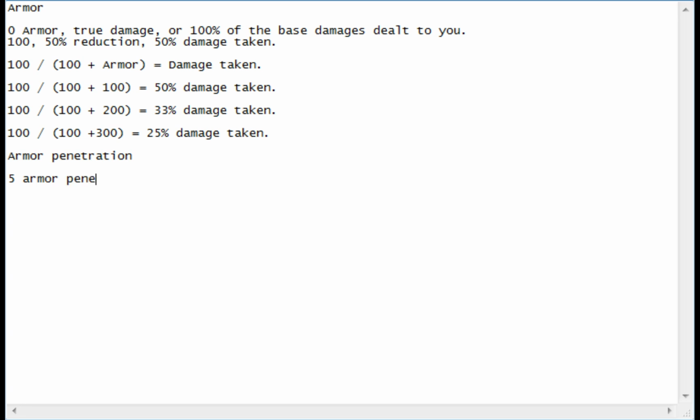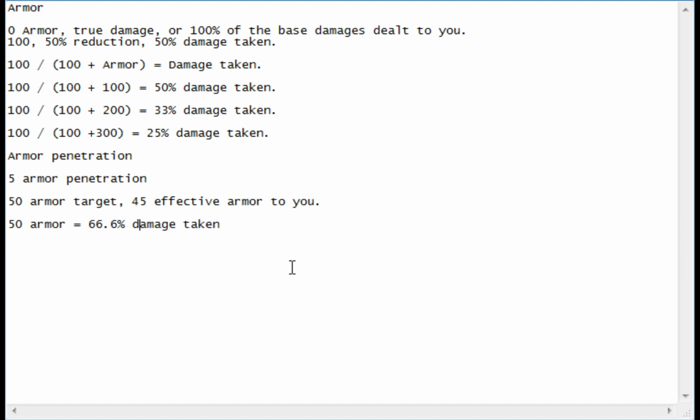But let's see 5 armor penetration. So, looking at 5 armor penetration, when somebody has, let's say, 50 armor. So your target has 50 armor. With 5 armor penetration, that's 45 effective armor to you, because you essentially subtract that 5 armor penetration each time you attack that person. So previously, with a 50 armor target, that means that they will take 66.6% damage taken. It's technically 66.7, actually. So they take 66.7% damage taken.